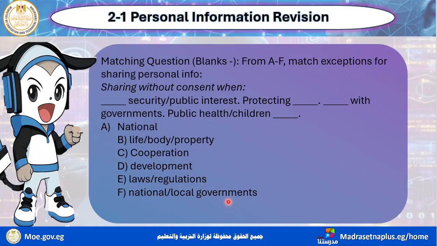So number one is gonna be, or letter A here is gonna be national security. Okay, so sorry, national security or public interest, protecting life or body or property. So these are the things that we need to protect. What with governments? It's of course cooperation, to cooperate with governments, okay, and public health, children development. So we protect all of these.